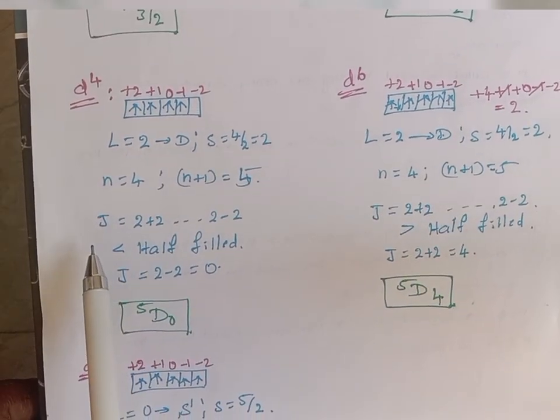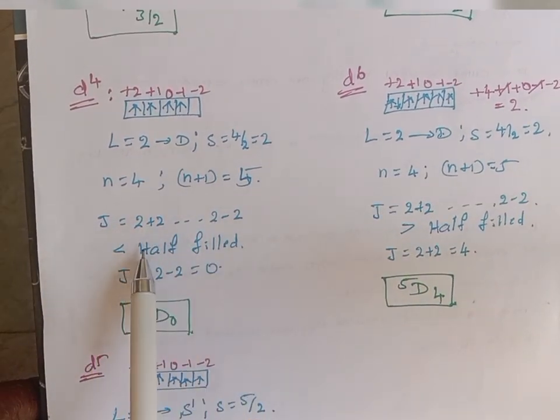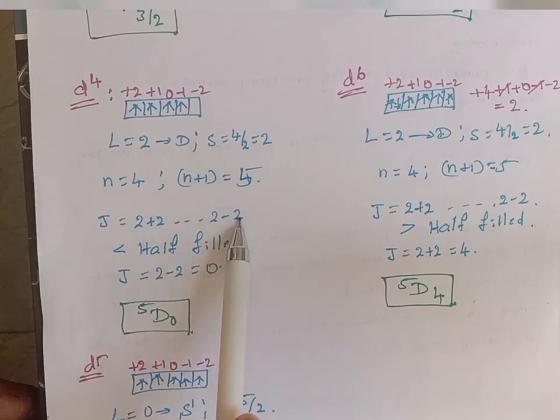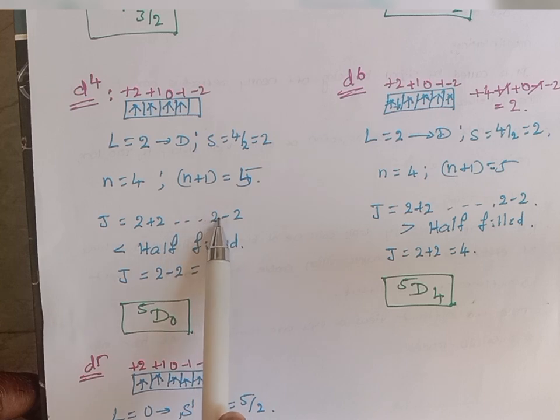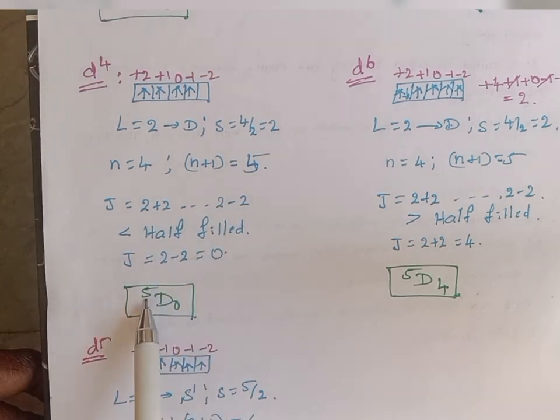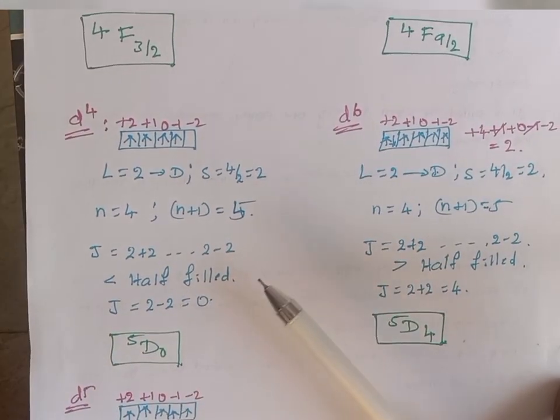And J values are L plus S to L minus S. It is less than half filled configuration, so we consider the L minus S value as the ground state term symbol. That is L minus S, 2 minus 2 is 0. So the ground state term is 5D0.